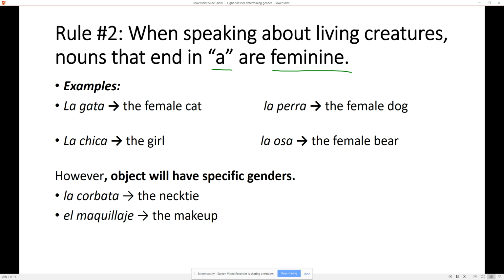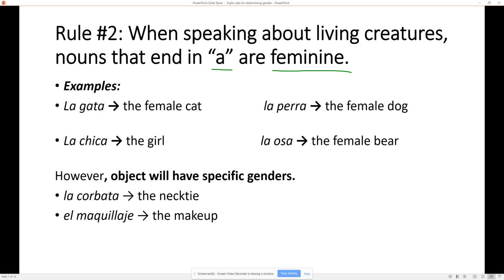Now, when we're speaking about living creatures that are female, these nouns are going to end in an A and they're going to be feminine. So as you saw beforehand, el gato, but now we're going to describe it as la gata, or la chica for the girl. So a lot of great words in Spanish. Once you drop the O and add an A, you make it feminine, and it changes the meaning. Once you learn niño or chico, you automatically know that that's boy, and then you know girl.